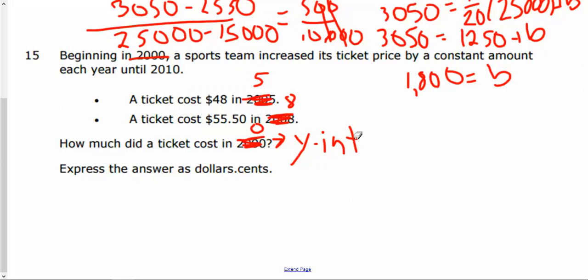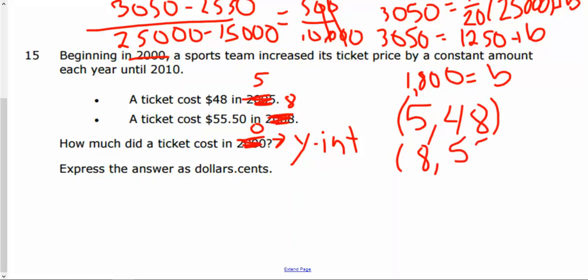Remember, we talked a little bit in the last video about the fact that it's always going to be years, comma, money, or time, comma, something else. So we're going to write these points as 5, comma, 48 and 8, comma, 55.50.